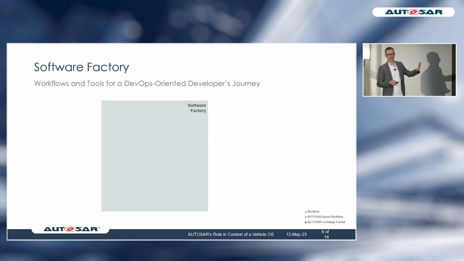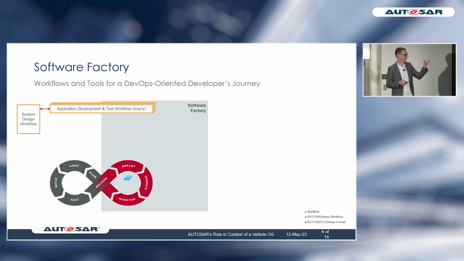To keep it simple, I know the workflows in reality look far more complex, but to get the idea, I reduced it to an application development workflow, which is covered by the system design workflow. And of course, those workflows are not specified by Autosar. There's no blueprint on how to do this exactly. However, the exchange formats, and this is the reason why the arrow between the two is red, are defined by Autosar. This is a main contribution besides the pure embedded software.